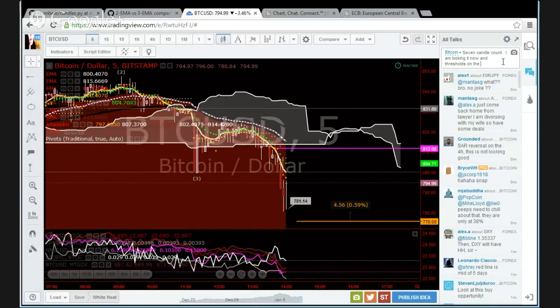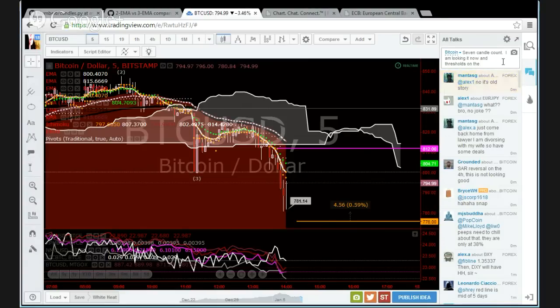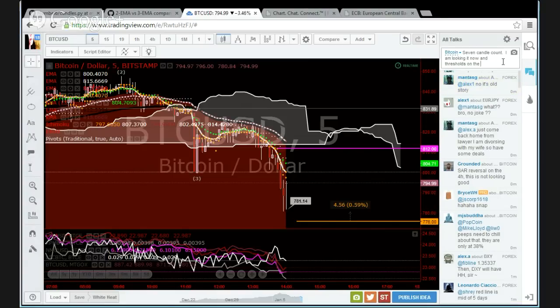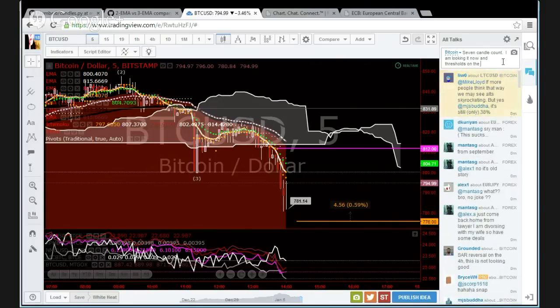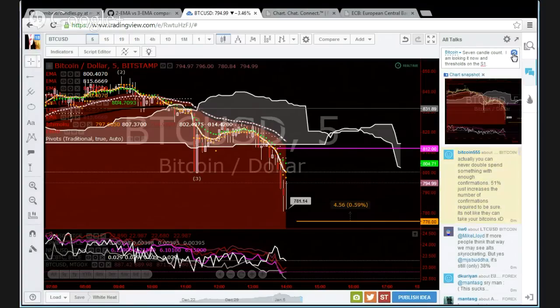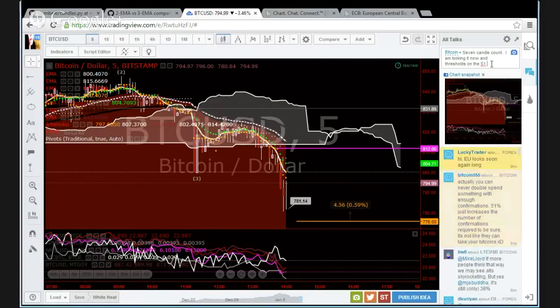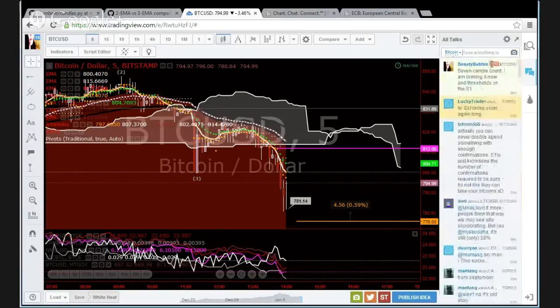776. Oh, I don't want to give these numbers wrong out to you guys. 776 on the Bitstamp BTC USD is 776. So I have that number right. So we are looking for some type of a bottom. I guess that's what everyone is looking for, is some type of a bottom to be put in.